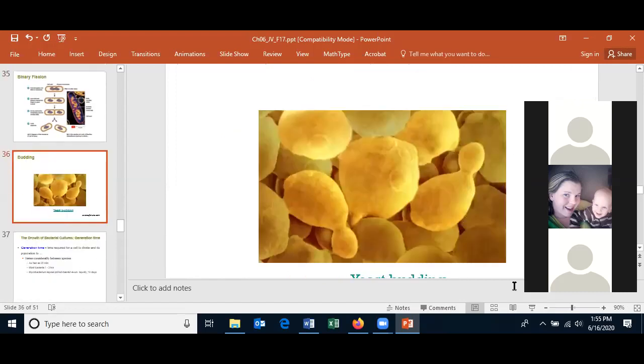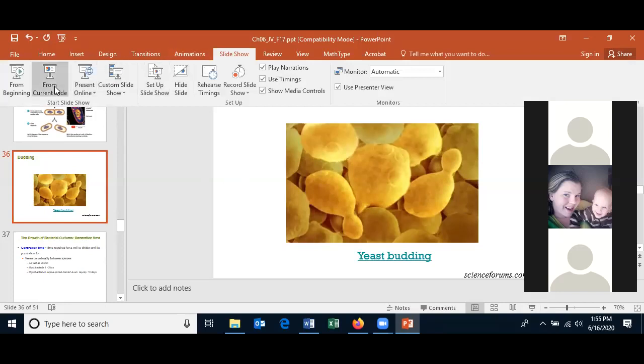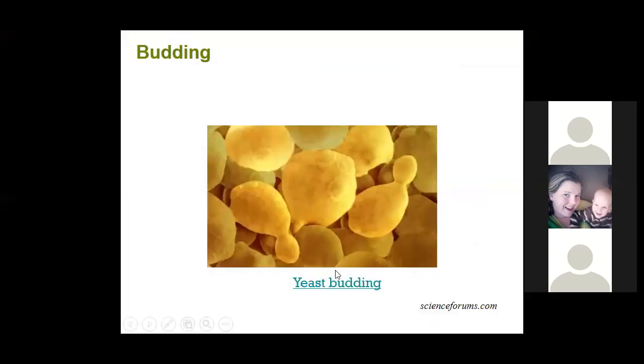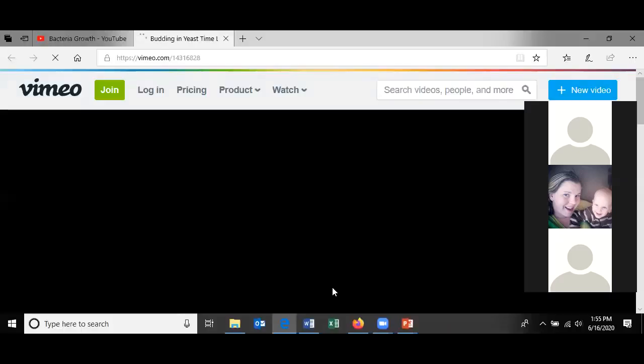Here's a picture of budding. This is yeast, not bacteria, and you can see the outcropping of the cell. And if we click on this link, you'll get to see budding happening in a little video.